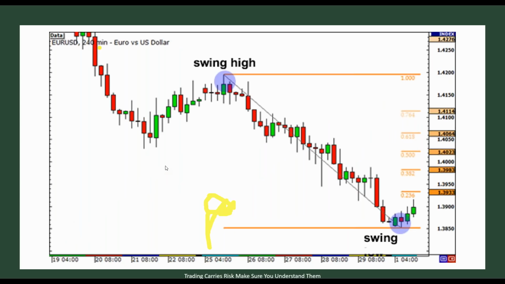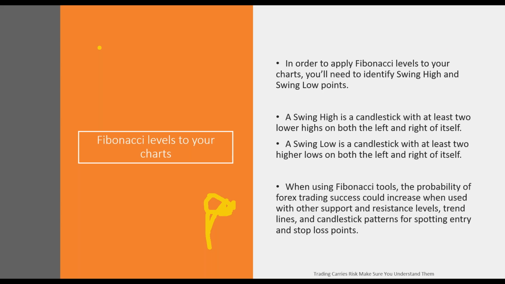Here's just the opposite, when we locate the swing high and move to the swing low. Now, in order to apply Fibonacci levels to your charts, you'll need to identify swing high and swing low points. A swing high is a candlestick with at least two lower highs on both the left and the right side of it. That's a good way that you might want to define it. A swing low is a candlestick with at least two higher lows on both the left and the right.